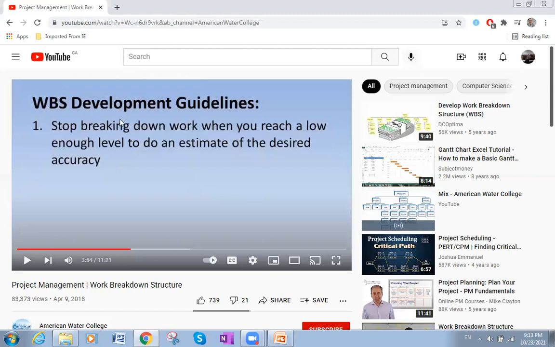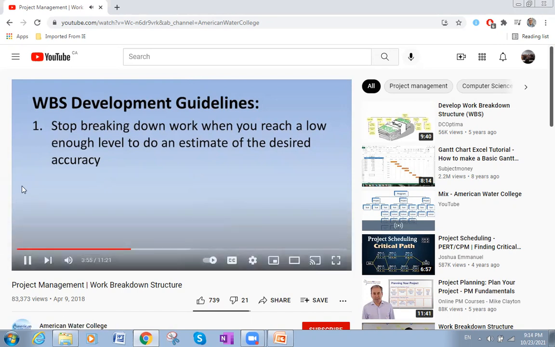Work breakdown structure. There are guidelines. He's talking about the guidelines. Stop breaking down work when you reach a low enough level to do an estimate of the desired accuracy. So, like we said, we reach a point where you cannot subdivide the work any more than this. At this point, you are okay, that's fine. Till this moment, we can subdivide it, but now we cannot subdivide the task into more subdivisions than the level we have reached now.